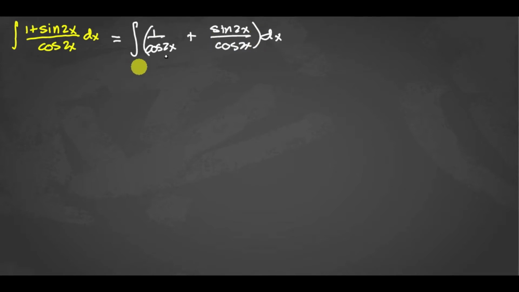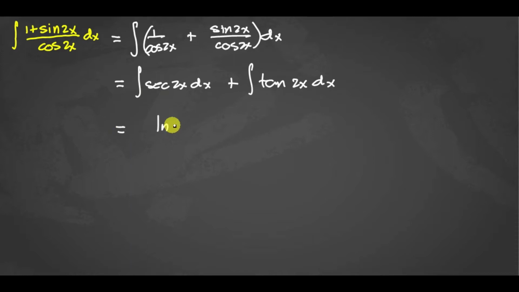dx. And we can rewrite our first term here. This is equivalent to secant 2x dx, plus this is also equivalent to the integral of tan 2x dx. Now, we can evaluate each term according to its equivalent integral, where the integral of secant 2x is ln secant x plus tan x.